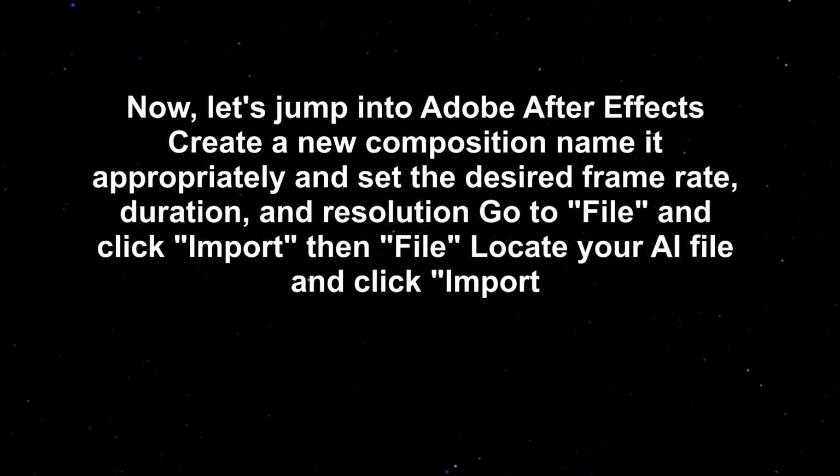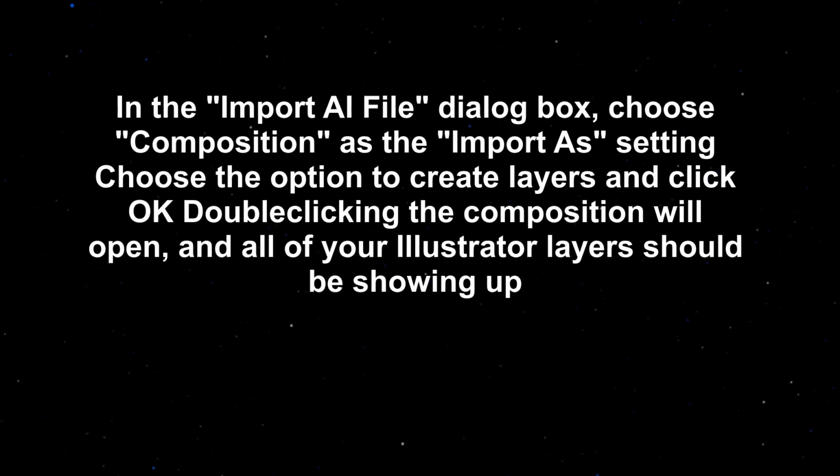Now, let's jump into Adobe After Effects. Create a new composition, name it appropriately, and set the desired frame rate, duration, and resolution. Go to File and click Import, then File, locate your AI file and click Import. In the Import AI File dialog box, choose Composition. As the Import as setting, choose the option to create layers and click OK.